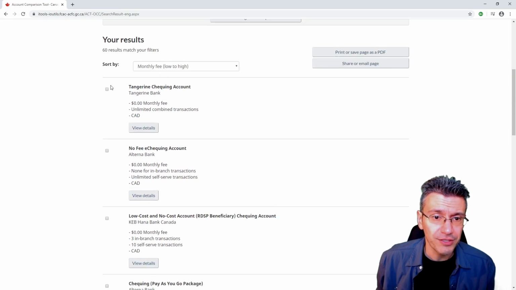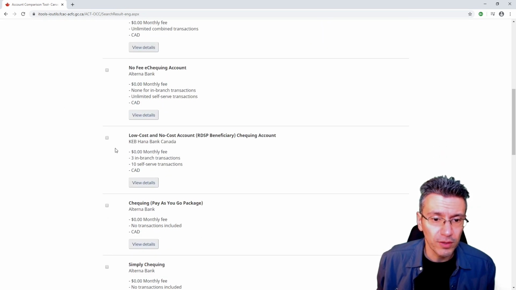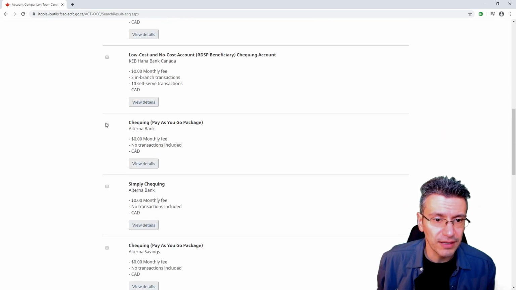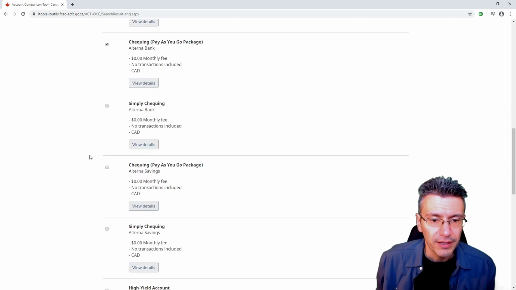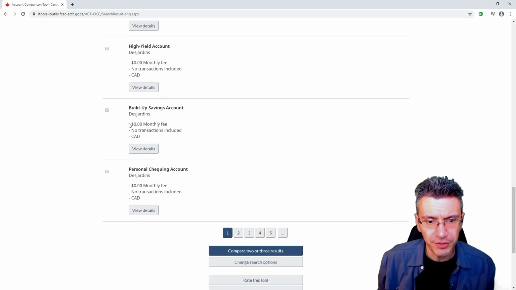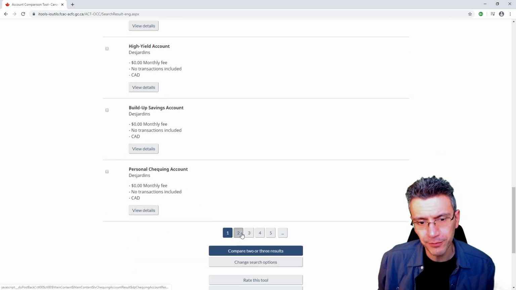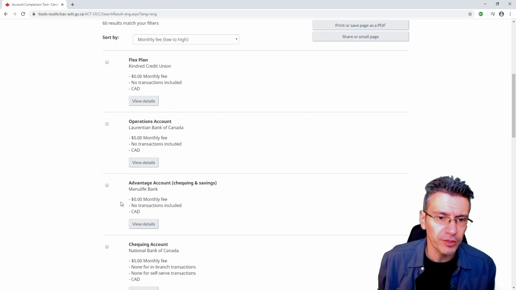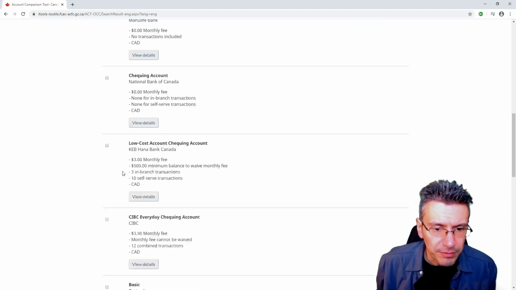And let's say you pick, just randomly here, Tangerine, because it's the first one listed. Let's pick this Alterna Bank one. And you can see sometimes certain companies have multiple. So you see Desjardins, there's 3 different accounts from Desjardins, for example. There were those 2 from Alterna. Let's just pick one of the bigger ones.